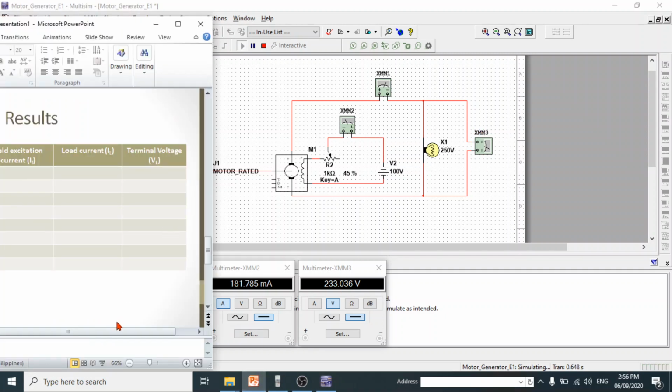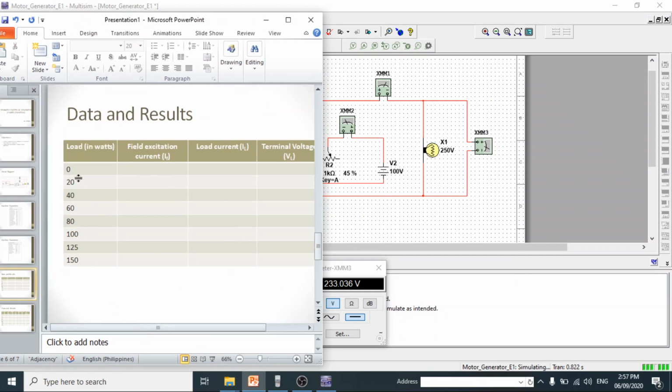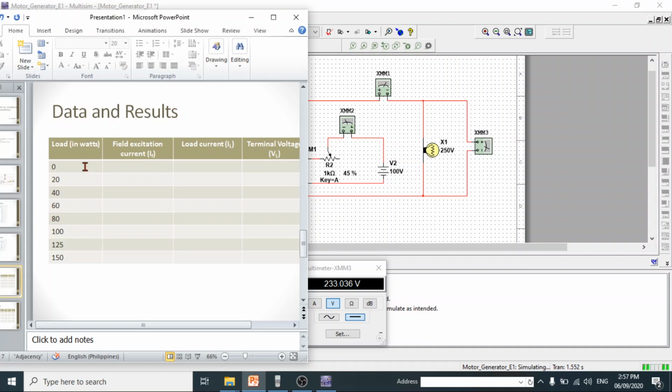So if we look at the first table, the load in watts will start with 0. Meaning to say that there must be no load. So no load voltage, no load resistance, so that means 0 watts.